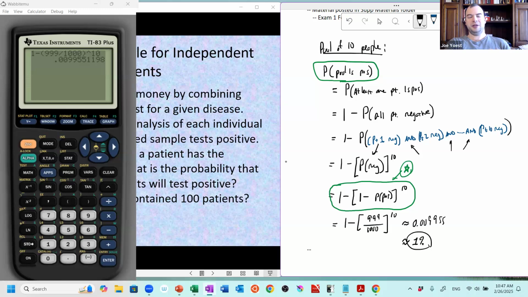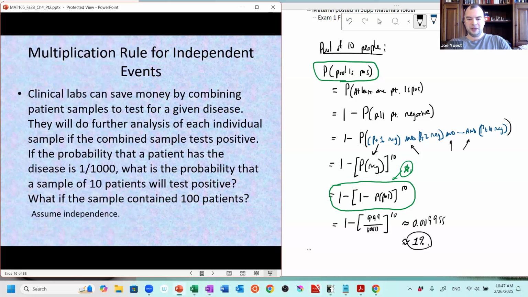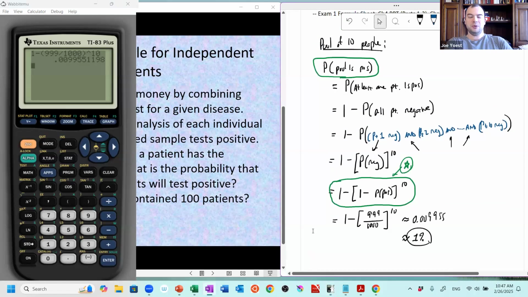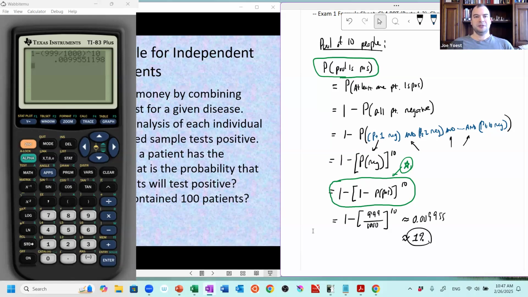So if I pull together 10 patient samples, with a disease with a prevalence of 1 in 1,000 in the community, there's about a 1% chance that that pool will test positive, or about a 99% chance that it will test negative. So I could imagine, for instance, that I have 100 pools of 10 each, so that's 1,000 people. About 99 times, those pools will test negative, and I can conclude that everybody in the pool is negative and doesn't have the disease.